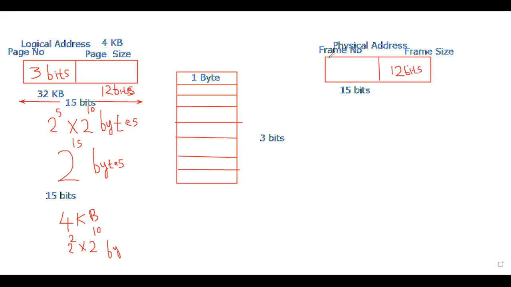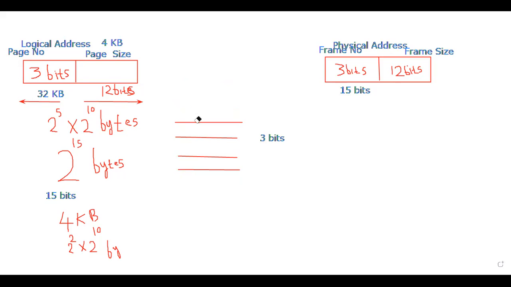Then for the frame number, 3 bits will be allocated. So now using these 3 bits, how many pages can be created? That is 8 pages. Why 8 pages? 2 to the power 3 is 8 pages. So 8 pages will be there.